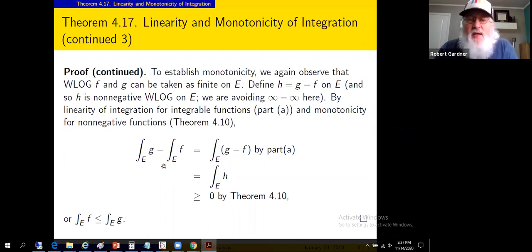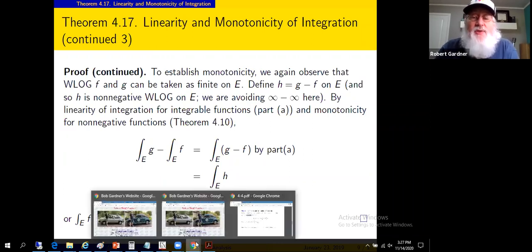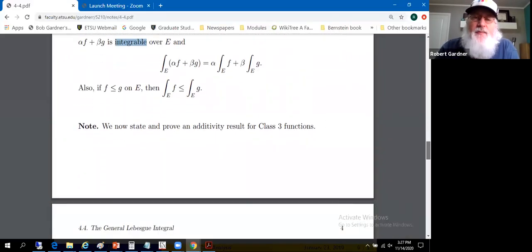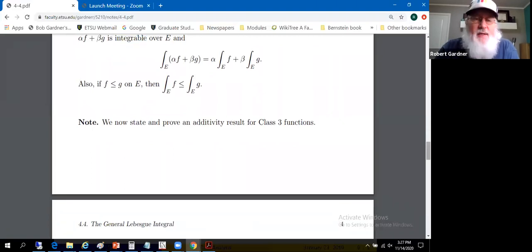And so take the integral over E of f to the right-hand side, and you'll get the claim. Integral over E of f is less than or equal to integral over E of g. And there's your monotonicity result for class 3, for integrable functions. Next up, additivity for class 3.